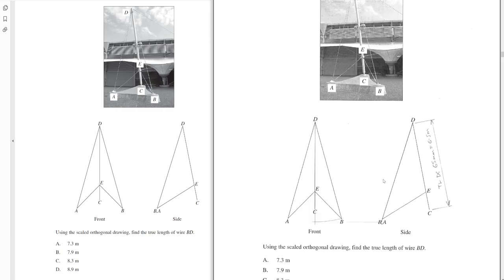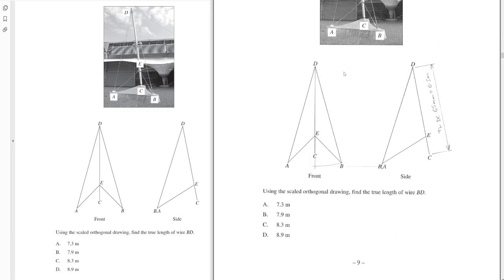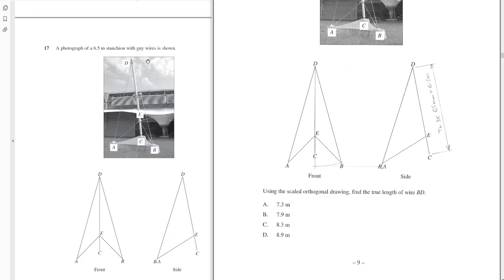Okay, so the first thing we need to do is say that the value they've given us is the stanchion is 6.5, and the stanchion is measured from D to C. When I measured D to C, I think it was actually 55 millimeters, right? It was drawn at a scale of 100 to 1. Yep, and then, because BD is not a true length, I'm going to rotate it along until it becomes a true length. Once I've got a true length, I'm going to bring that horizontal value across, and then it's just going to make my BD a little bit longer.